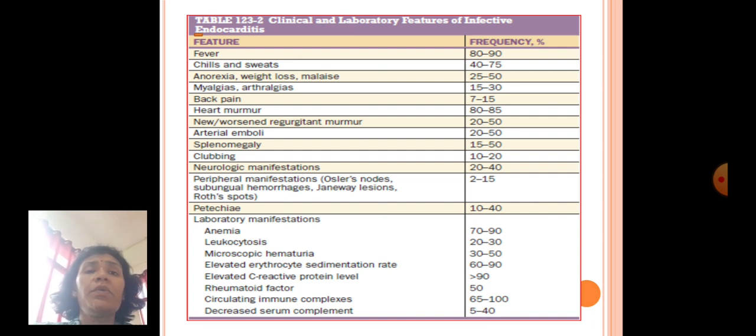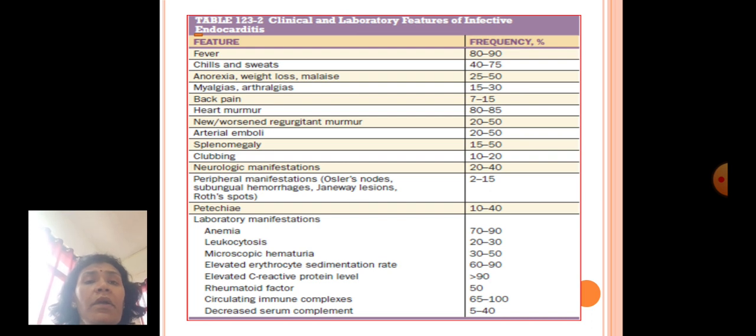Features attributable to arterial emboli can be seen in 20 to 50% of patients. Splenomegaly can be there in 15 to 50% of patients. Clubbing can also be seen in 10 to 20% of patients. There can be neurological manifestations in 20 to 40% of patients. Peripheral manifestations, the immunological ones like Osler's nodes, subungual hemorrhage, Janeway lesions, etc., are seen in 2 to 15% of patients. Petechiae are quite common, seen in about 10 to 40% of patients.